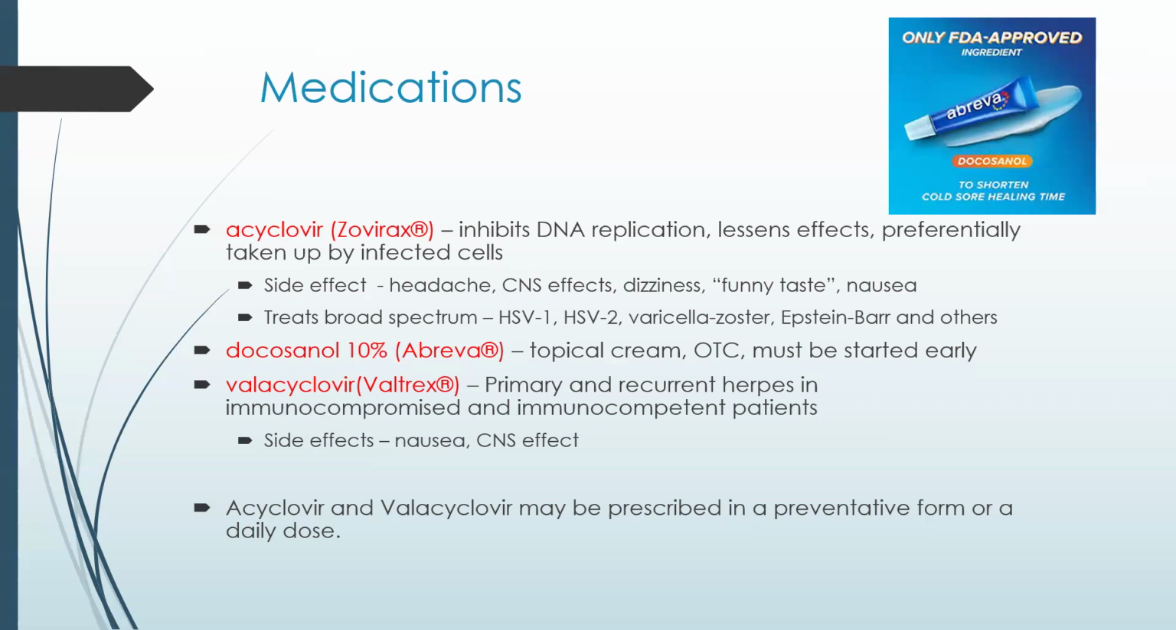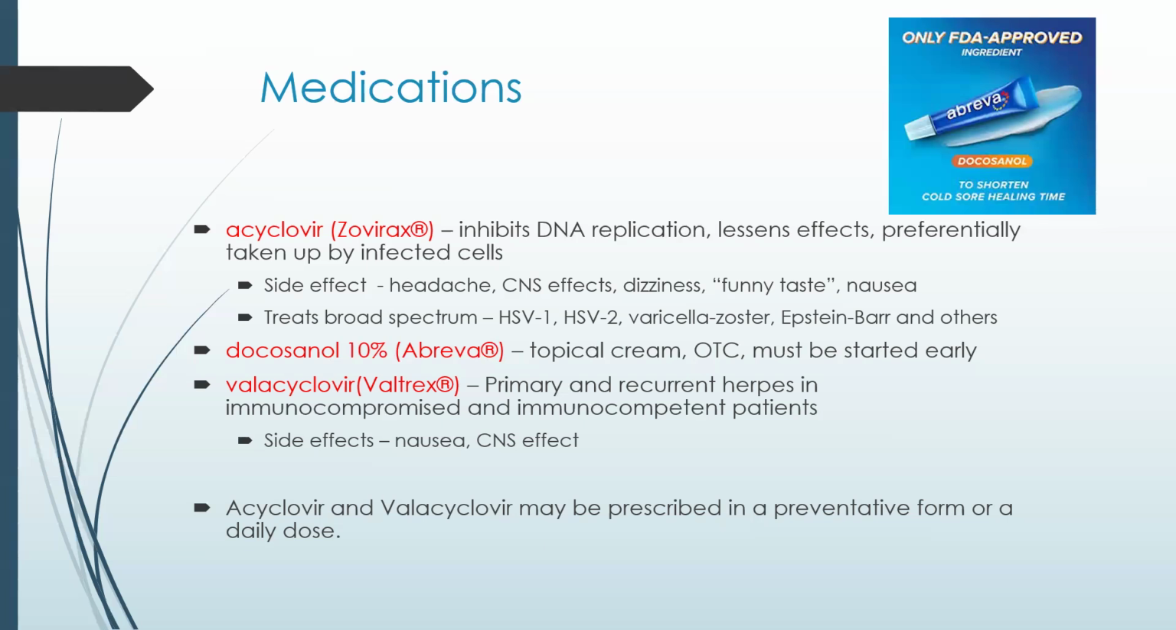Then there's the topical docosanol, or Abreva. It's a topical over-the-counter cream. And then there's valacyclovir, or Valtrex is the brand name. That's for primary recurrent herpes in immunocompromised patients. So if somebody has maybe HIV or AIDS, they may need to be on a regular regimen to help with the recurrence of the virus.